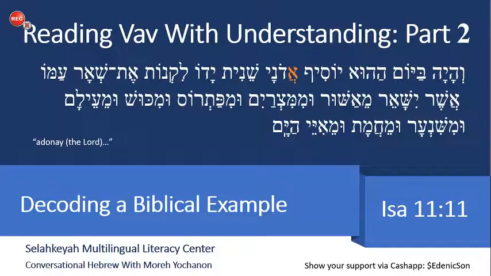Okay, so this is A. Then you have dalet with the holam dot on top of it. Adonai, or the Lord. Sheni, and Sheni comes from the number system, right? You have number 1 is Rishon, right? Then you have Sheni is 2. Shlishi is 3. So this is Sheni, or the second.